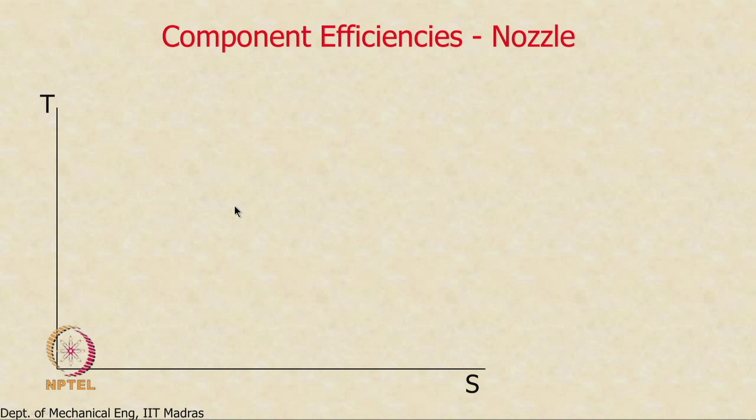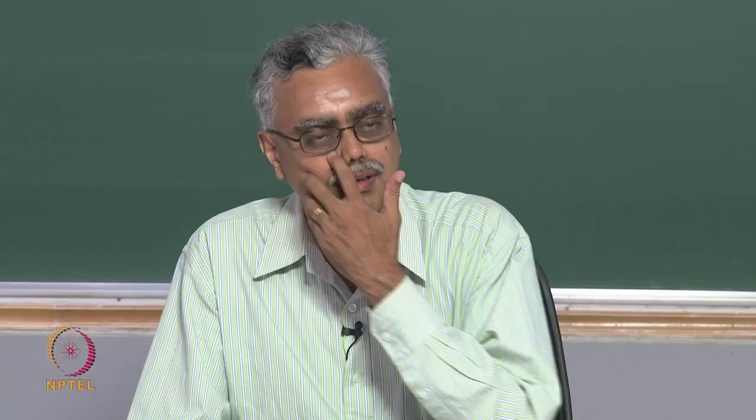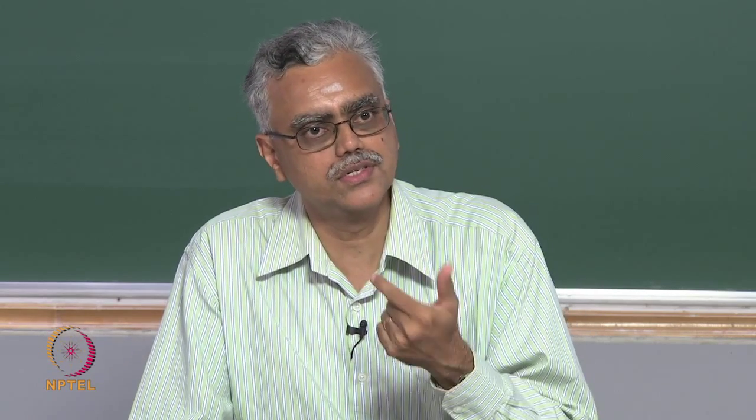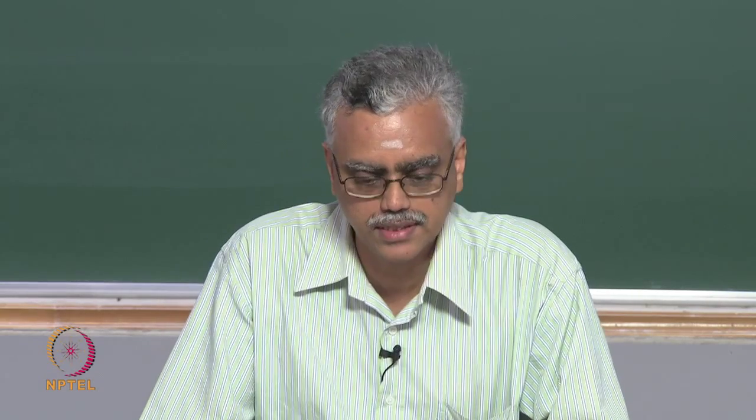The last component is the nozzle, and again the process in the nozzle looks like this. So, we start from state 4, which is at static pressure P4, and the corresponding stagnation state is 04, T04 and P04, and the expansion takes place from 4 to an exit state E at a static pressure PE. Remember, in the nozzle what we need to think about is the exit static pressure, because the thrust is determined by the exit static pressure, which in turn determines the velocity as well as the pressure thrust. Okay, so that is what we must think about in this case.